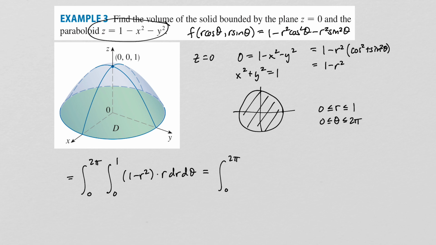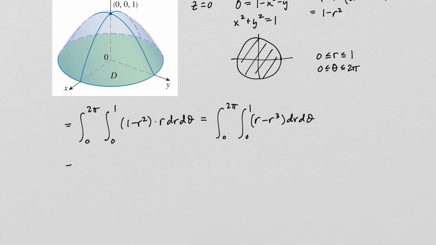And this integral is very easy to perform here. We have r minus r cubed dr d theta. And if we integrate that, we get r squared over 2 minus r to the fourth divided by 4 from r equals 0 to r equals 1. You don't have to write r equals, of course. You could just put from 0 to 1.